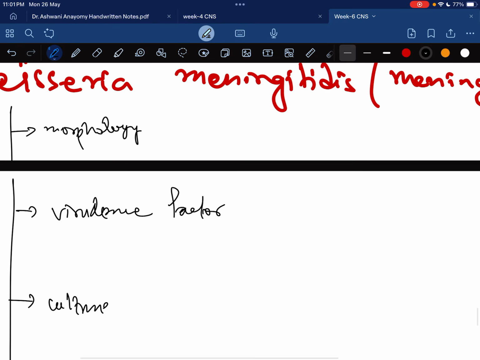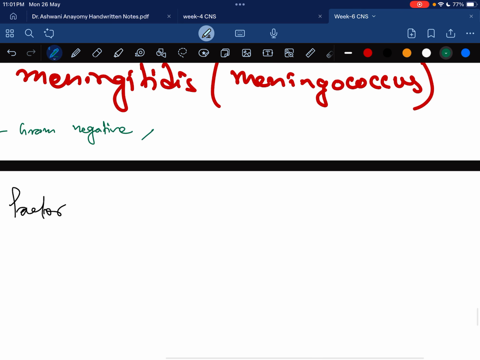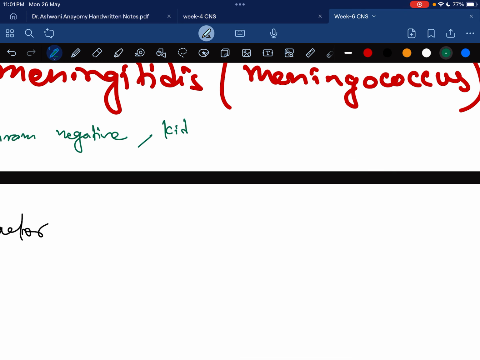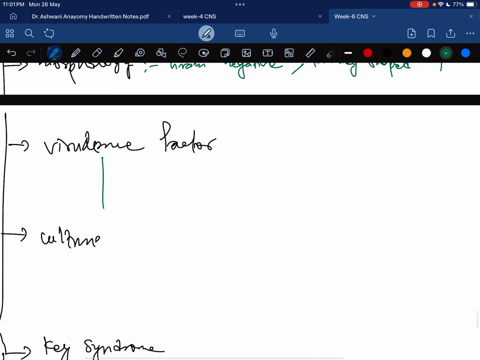Moving on to the morphology, this organism is a gram negative, kidney shaped diplococci. When we look at the virulence factors, there is the capsule, then endotoxin, then IgA proteases.